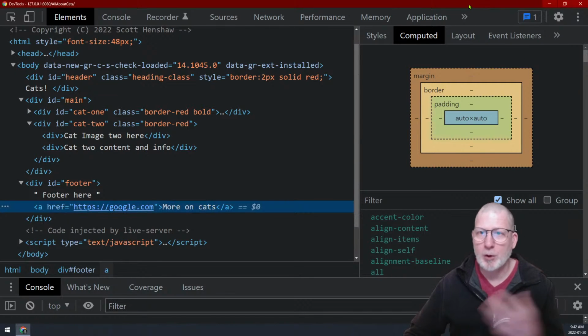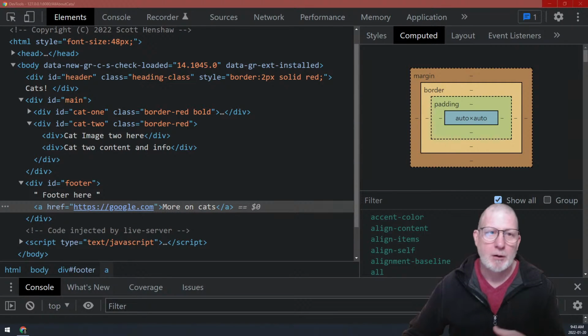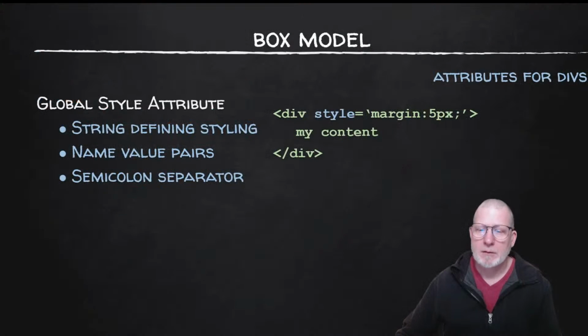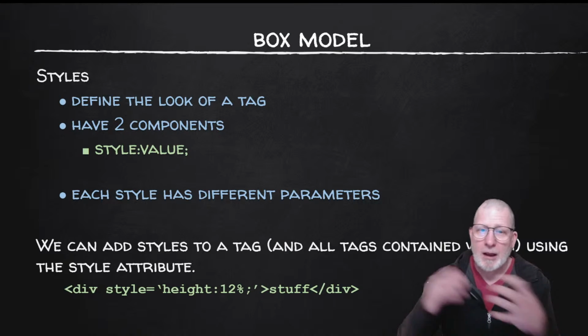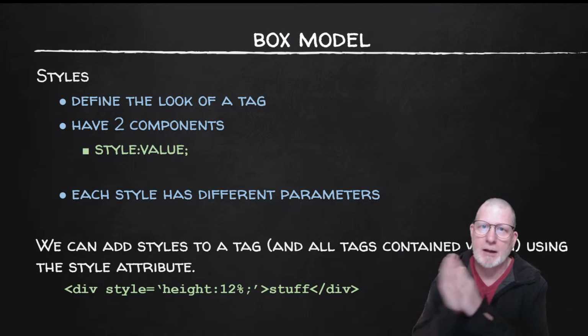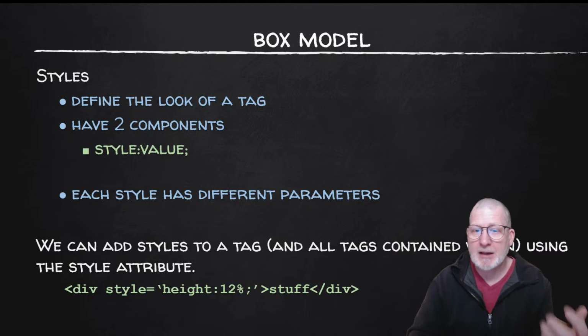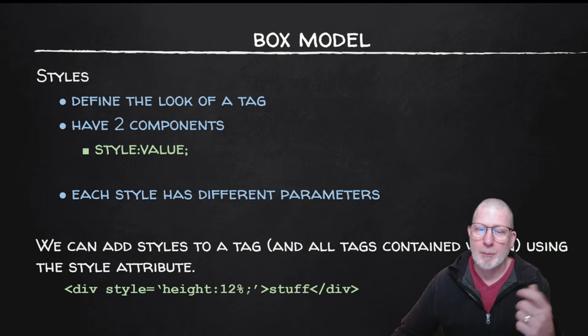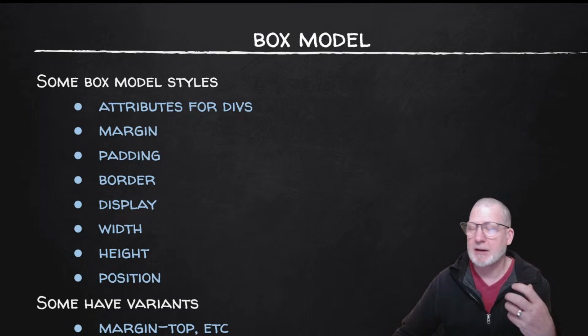What's more, if we use a programming editor like Visual Studio Code, we can also tie into its ability to know what are all the possible values when we're writing stuff. So every style has this same format. It has a name, a colon, and a value. We can attach any style with the style attribute to an HTML element directly. And when we start playing with the main styles that affect divs, we're usually talking about this set of styles.